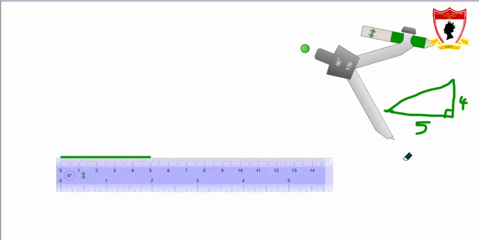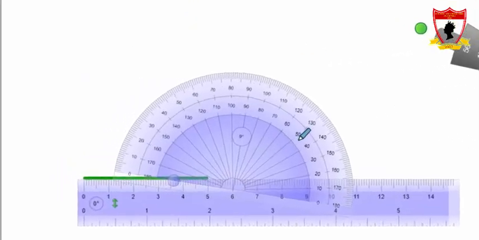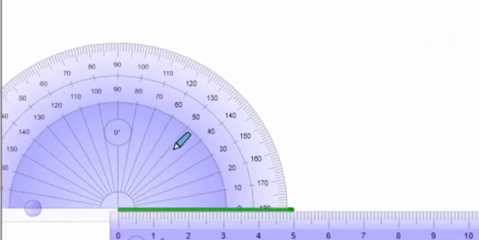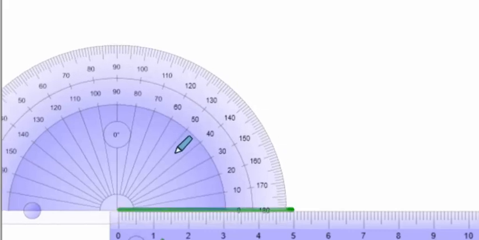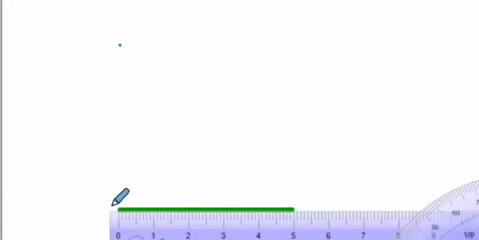And then since it's a right angle triangle, we can use a protractor to mark the 90-degree angle, or we can use the triangular ruler. These two tools both can give us a perfect right angle. So by marking this point here, I know the right angle. If I join this end of the line to this dot, I will have a right angle.